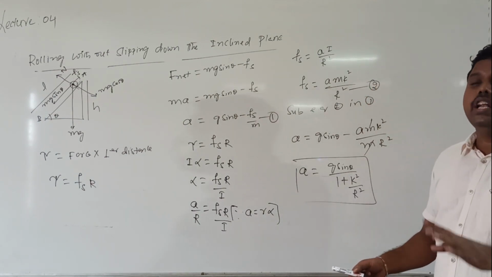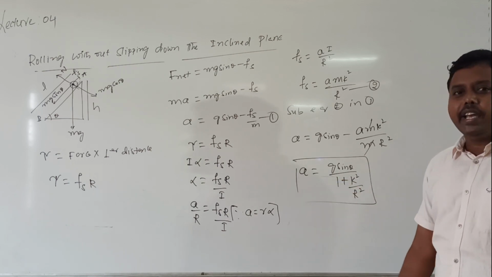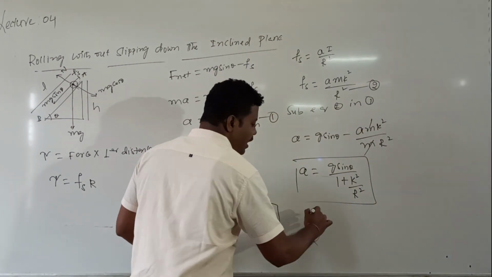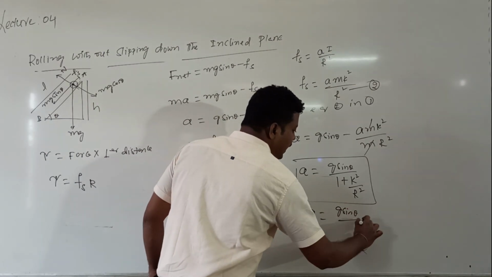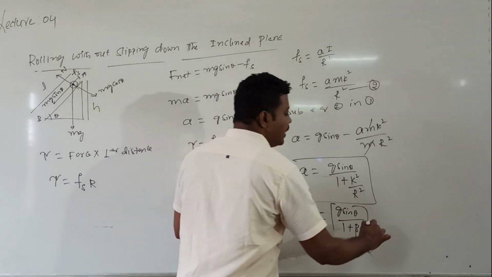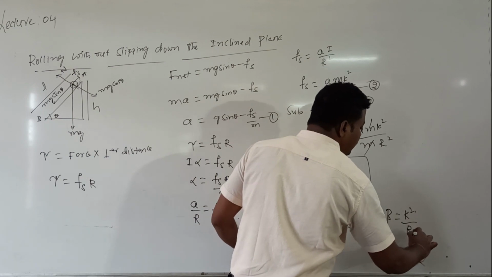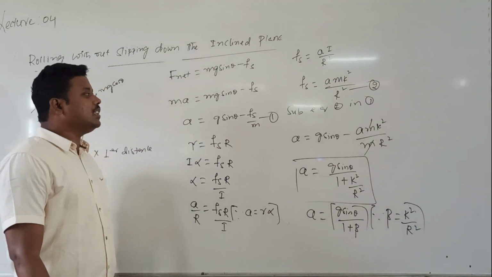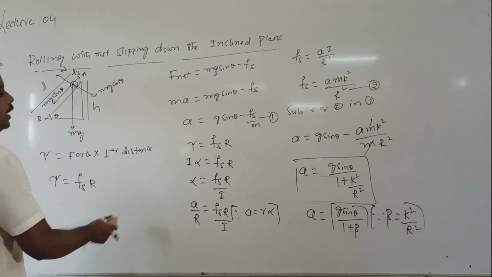So what is that? Rolling down, not sliding down. So for rolling down from the inclined plane, acceleration is given by a is equal to g sin theta by 1 plus K square by R square, which can also be written as a is equal to g sin theta divided by 1 plus beta. Here we consider beta as K square by R square. Okay? This is the expression for the acceleration of a body which is rolling down from the inclined plane.